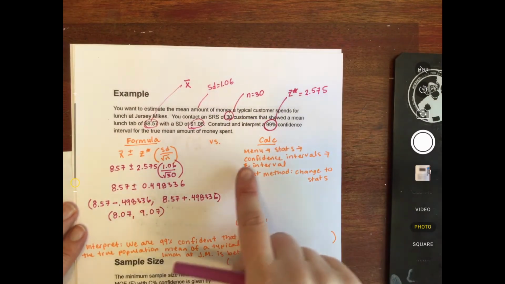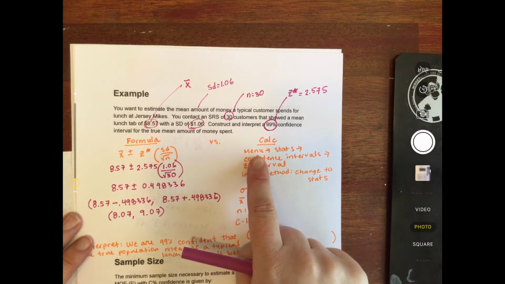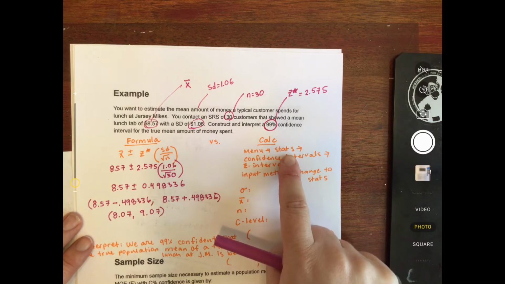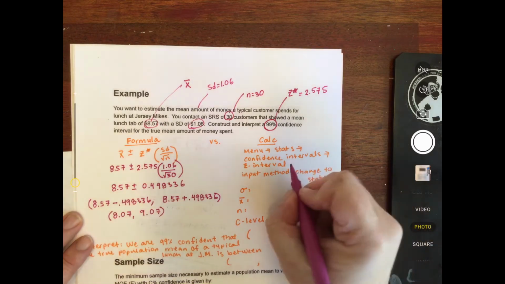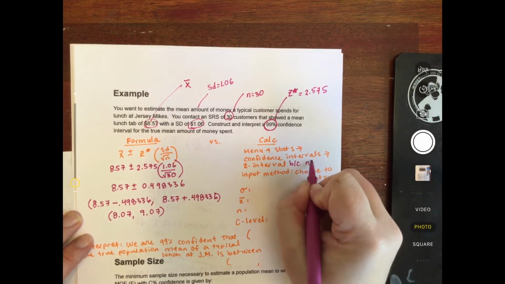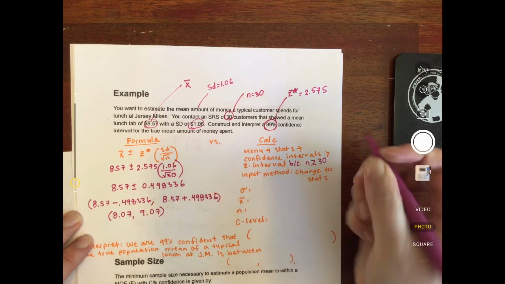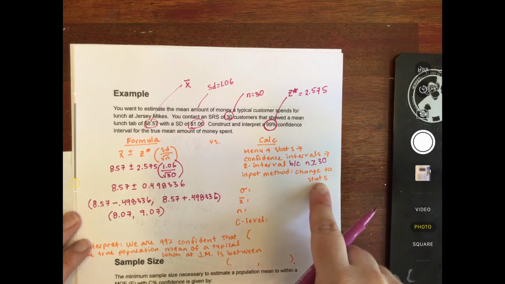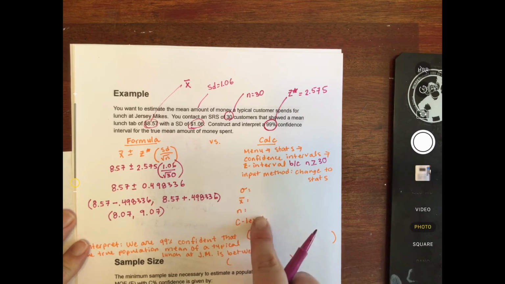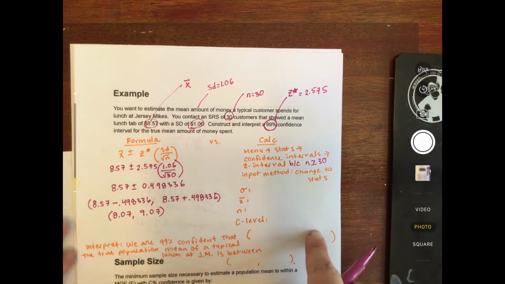The calculator command is going to be menu, then statistics, then confidence intervals. We're doing a Z interval, right? Because n is greater than or equal to 30, we need to change the input method from data to stats, and then it's going to ask you for 4 things, and out is going to pop the lower and the upper bound of your confidence interval.